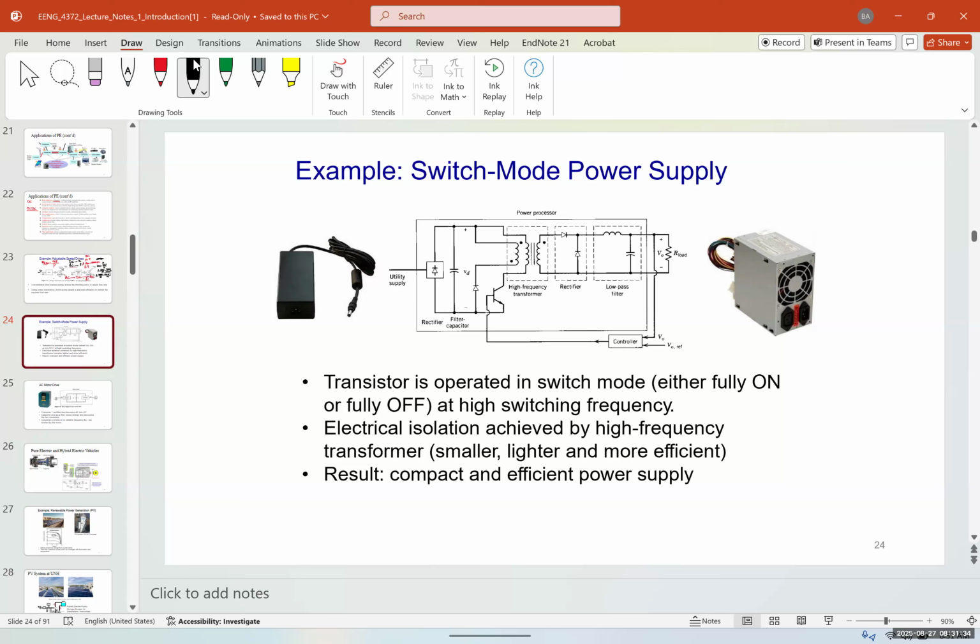Another example is a switch mode power supply. On the right, we see an old school traditional power supply, and on the left, you see a switch mode power supply.